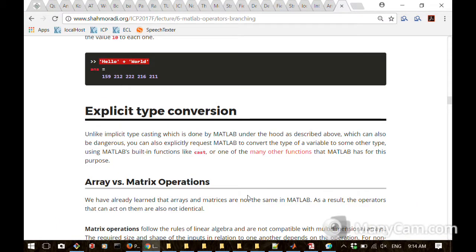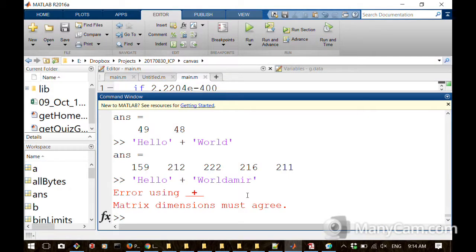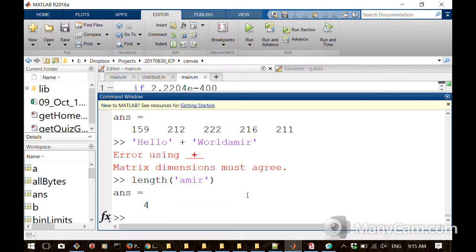What does it mean by dimensions must agree? The dimension means the length of the strings must agree. So both of them should be of the same length. So let's see how you measure the length of a string. Oh, you could use size or length also, I think. Maybe. Let's try. Yeah, you can try length. Because I told you that a string is a vector of characters, right? And to measure the length of a vector, you can always use length.